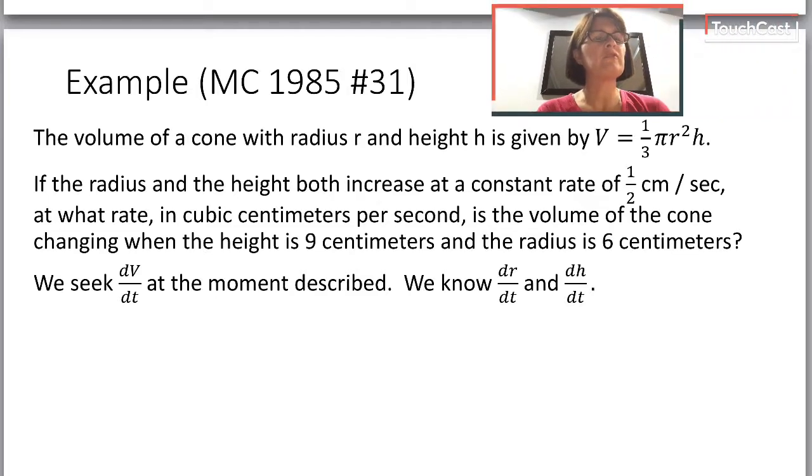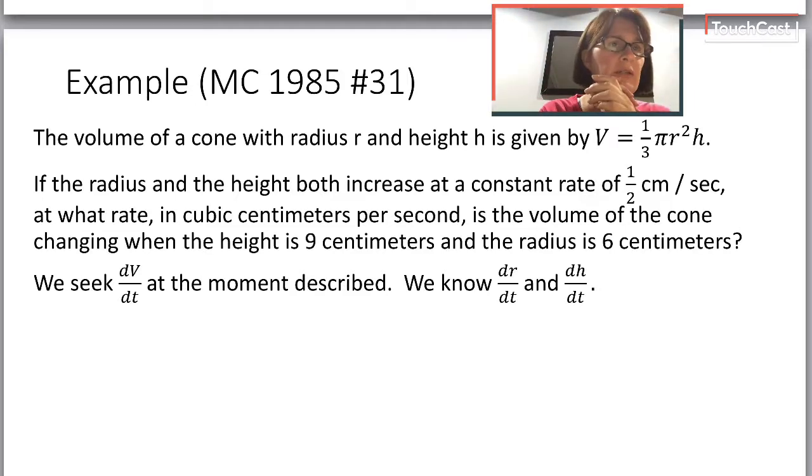You'll be expected to know the volume of a cylinder by heart, but for cones, spheres, other things like that, they'll typically give you the formula on the test. Here we know the radius and the height of this cone are both increasing at a constant rate of 1/2 of a centimeter per second. And the question is, what is the rate of change of the volume of the cone at the exact moment in time when the height is 9 centimeters and the radius is 6?